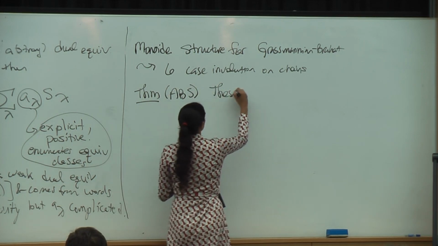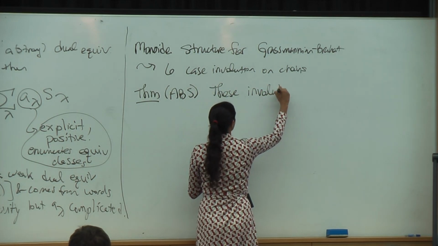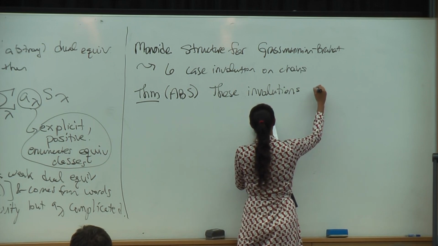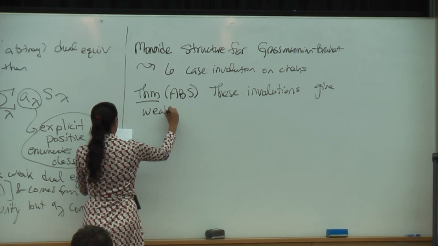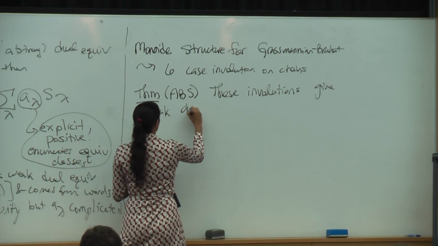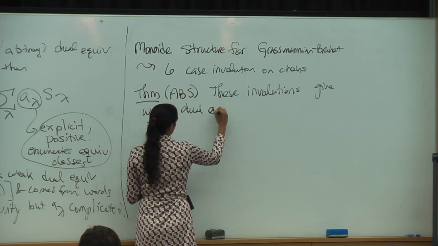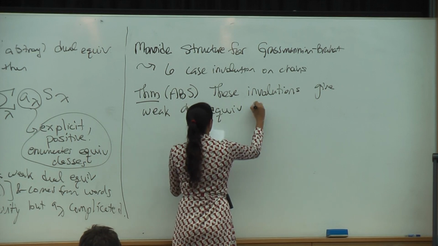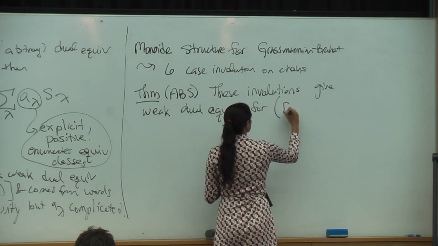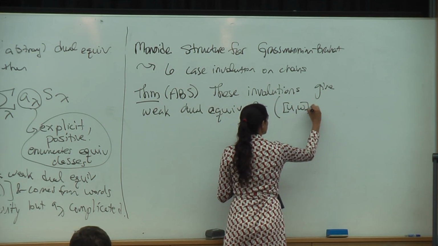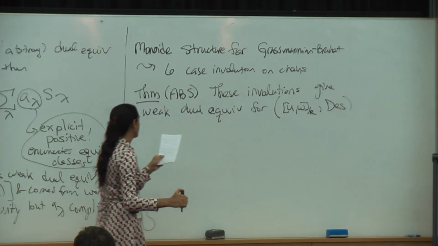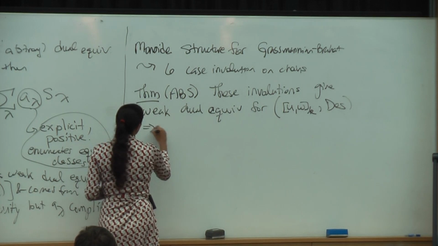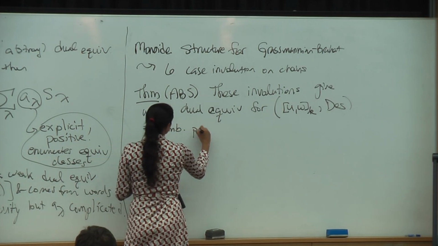So these involutions that we get give, and it's sad, but it is weak. It's sad but expected that we get a weak dual equivalence. For, and the set is the set of these chains. Des is the descent map that I told you about.